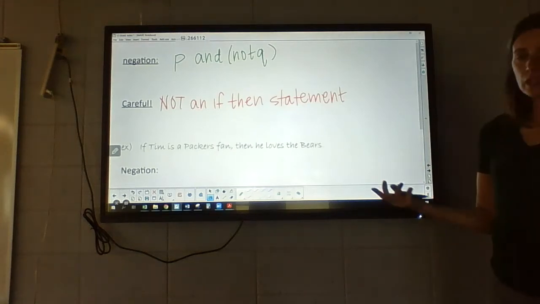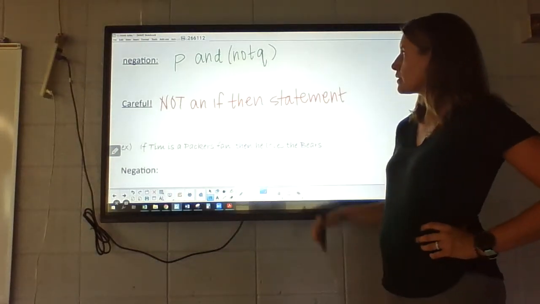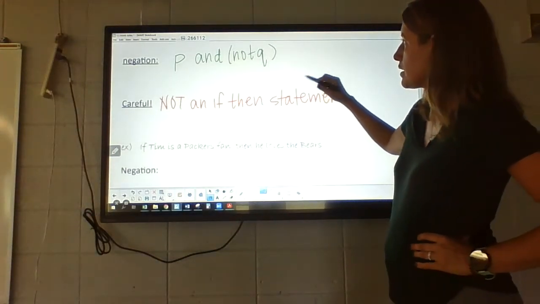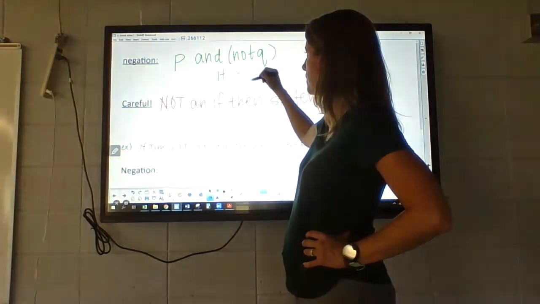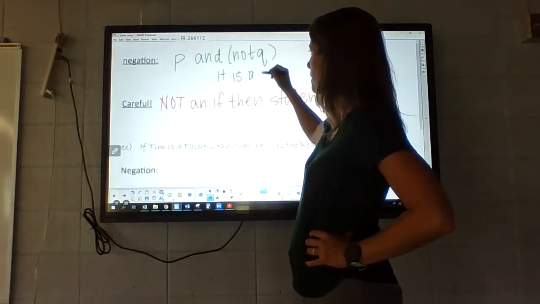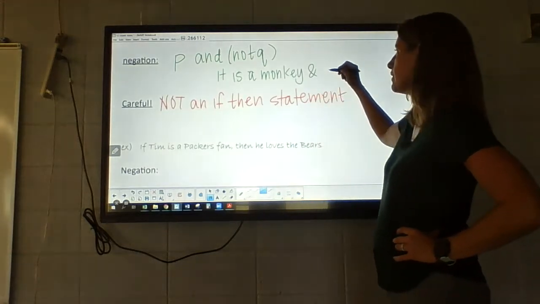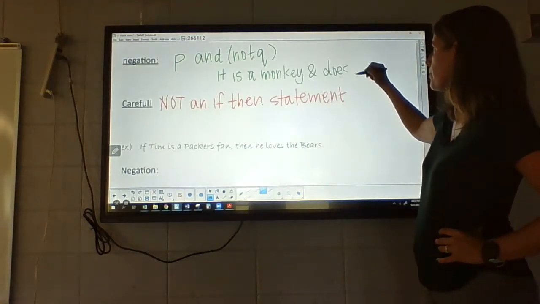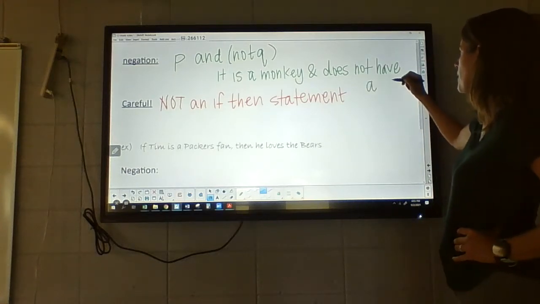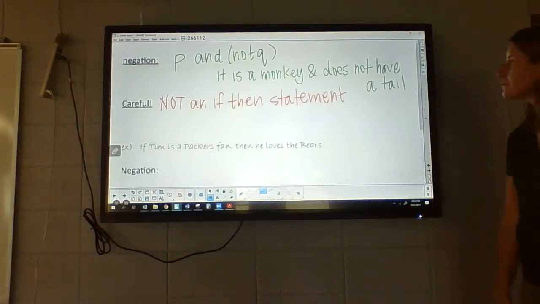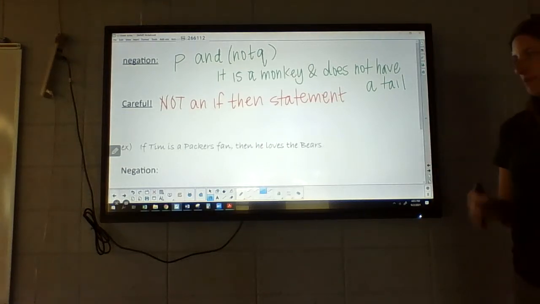So we're talking about the monkey and tail. The monkey and the tail: it is a monkey, and it does not have a tail. So that would be the negation of the monkey statement. The if-then is not part of it.